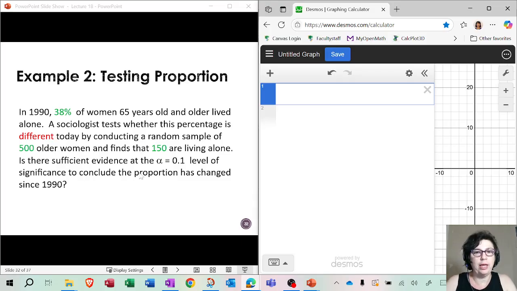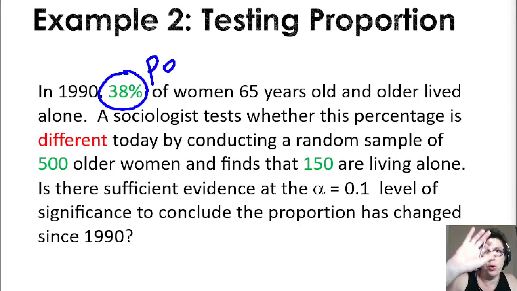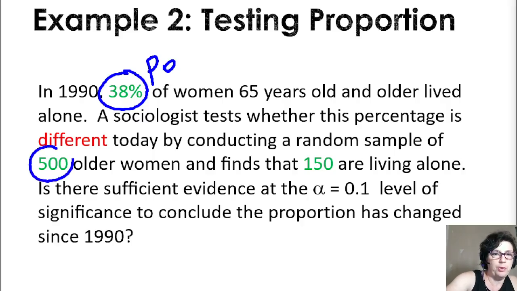Again, they say random sample, 500 women, 150 live alone. So what's what here? First of all, the 38%, that is going to be your P0. This is your null value of the proportion. Then this number right here, the larger number, that's your n, and this number is your x.